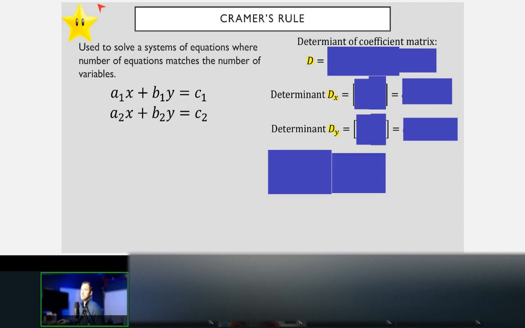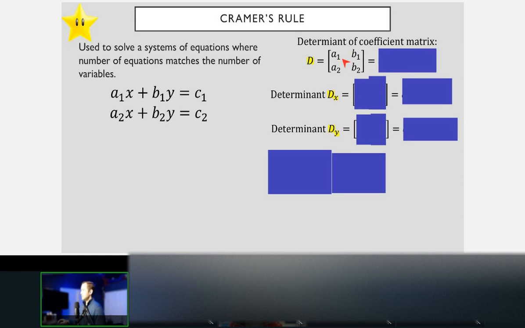All right, so the determinant, all we're going to do to find just the regular D determinant is set up our matrix with just the coefficients of x and y. So that's why I have a sub 1, b sub 1, a sub 2, b sub 2. It's like we're creating the augmented matrix without the constants, right? We just drop these.